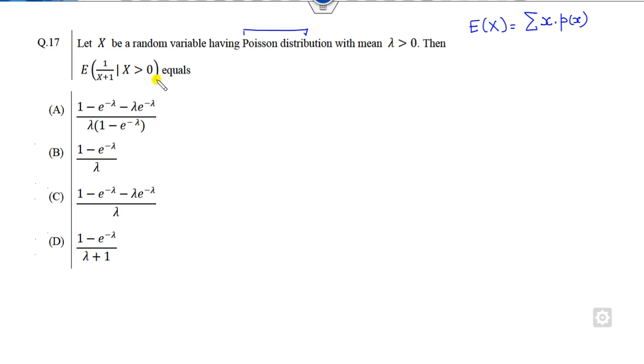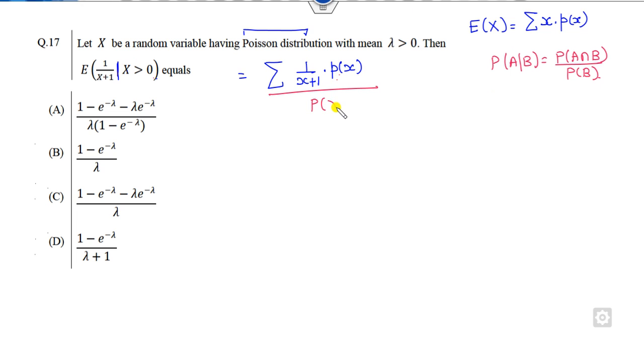So I can write this function, that is the expected value of x plus 1 into the probability of x. But here the probability is in terms of the conditional. You all know the probability of A given B is the probability of A intersection B divided by the probability of B. So I can write this as divided by the probability of x greater than 0. How can you write the probability of x greater than 0? I can write it as 1 minus the probability of x equal to 0.